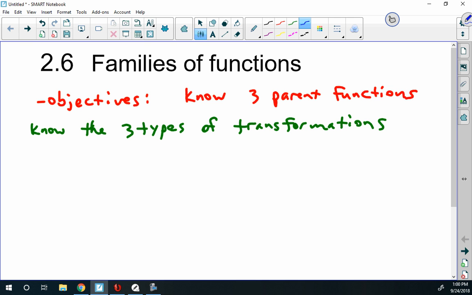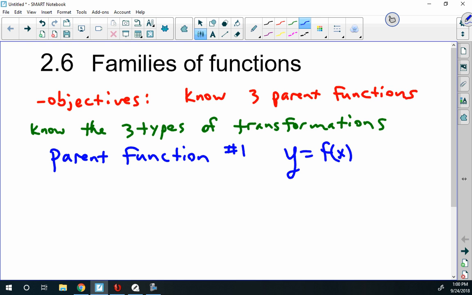Here we go. Parent function number one. Y equals f of x equals x. That's our parent linear function, L-I-N-E-A-R. That's our parent linear function. It's a pretty cool one. Real easy to graph.